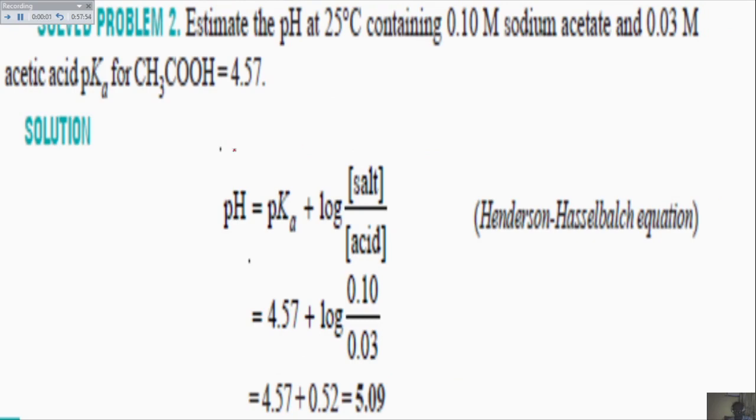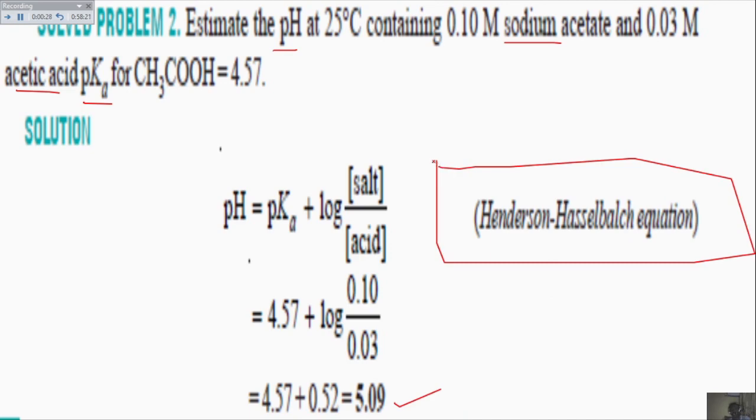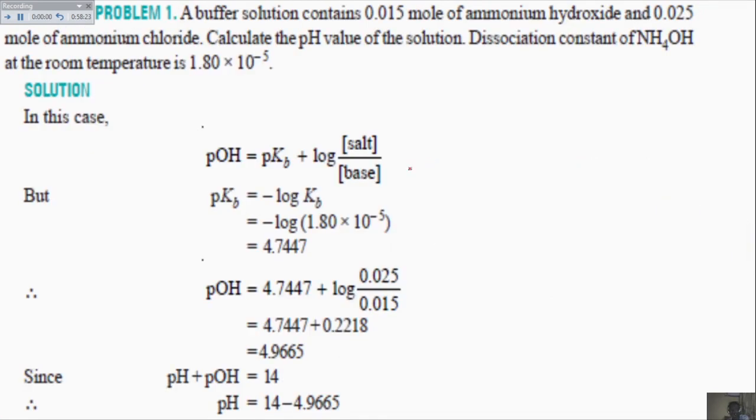Likewise, you can use it to determine the pH when you are given the salt and the acid. But here, straight away, you are given pKa. Therefore, you don't need to use minus log. Just substitute it directly and you get your answer out. All you need to do is remember this particular formula, and it is applicable when you are dealing with a buffer solution.